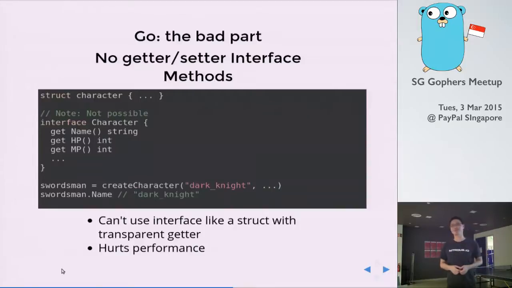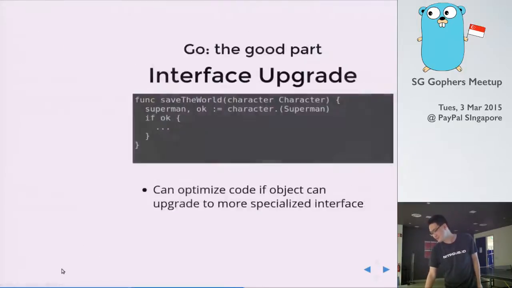So it's too bad that Go interfaces don't have this convenient getter or setter methods that simplify the syntax of defining these accessor methods. So for example, here you can't define a character interface as something with a read-only name and HP, and then use it simply as character.name instead of character.getName(). So yeah.